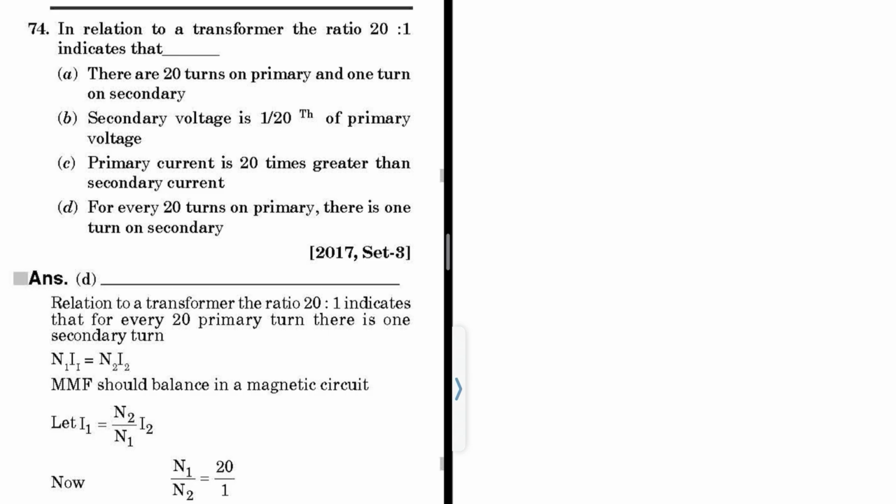So actually in the last episode we had discussed it till question number 73. So I'm going to start with question number 74.